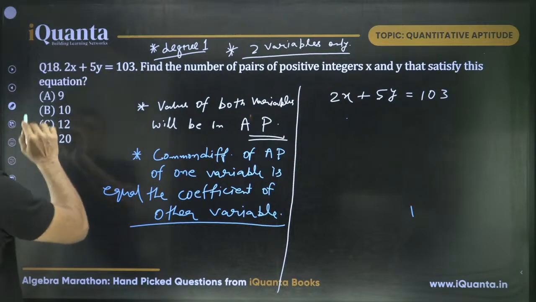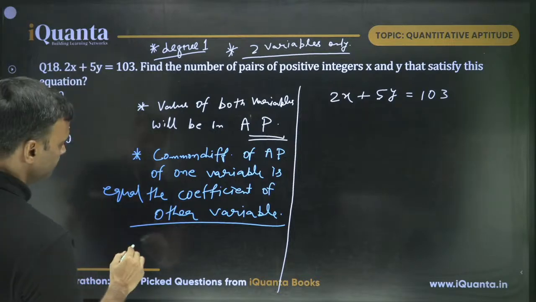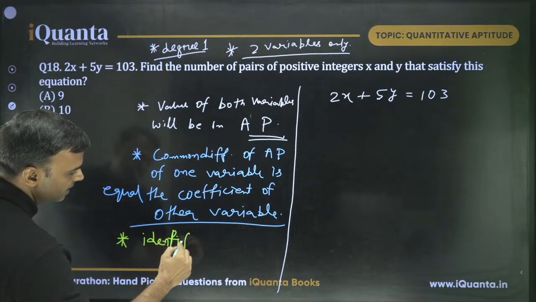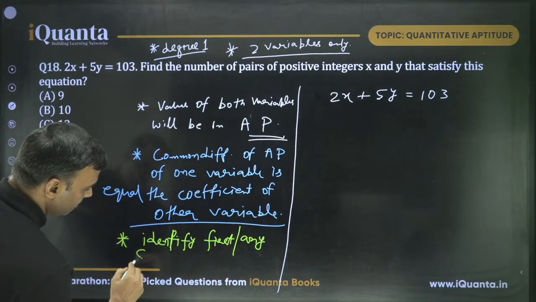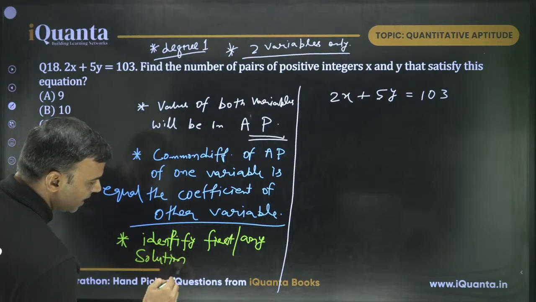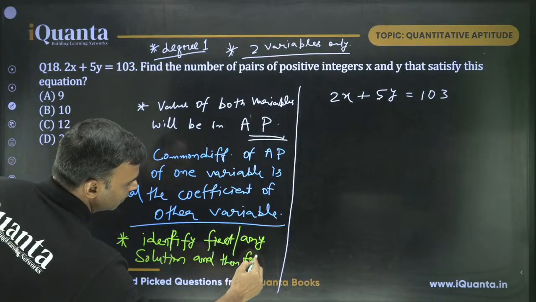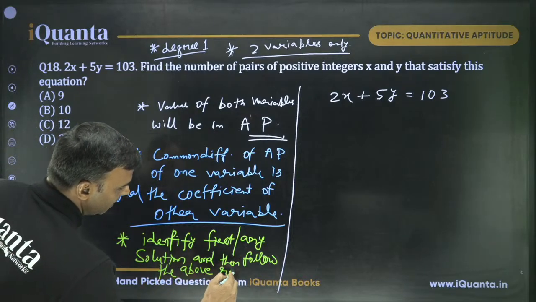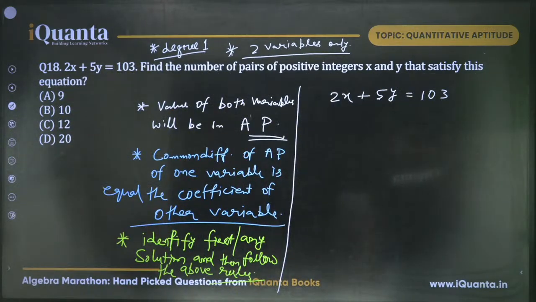Now what do I need to do? Now what I need to do is identify first solution, any solution, ठीक है, and then follow the above rules. What does that mean? That I'll explain. Find any one solution and follow the above rules. ठीक है? चलो बढ़िया. Let's see.